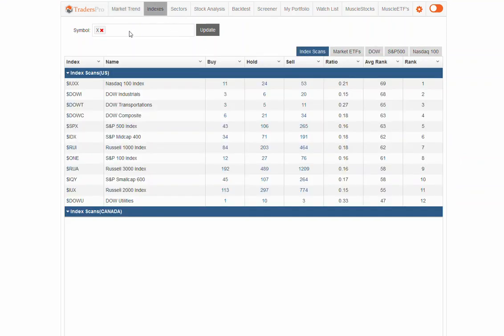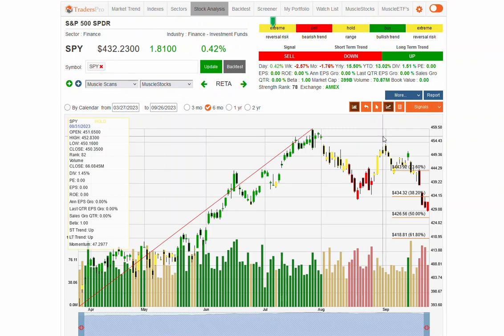Let's actually jump to SPY and we'll take a look at that chart. We talked yesterday about this 50% retracement location. So this actually is an up day.